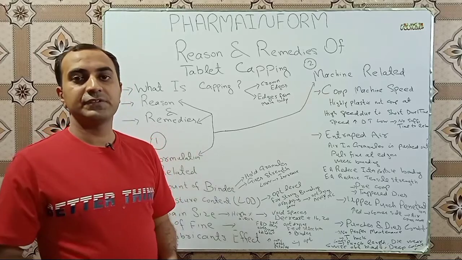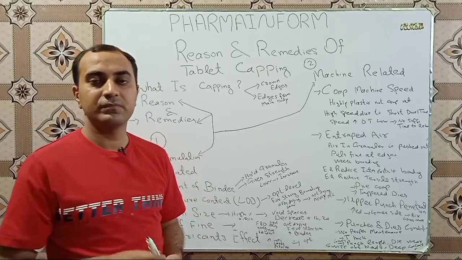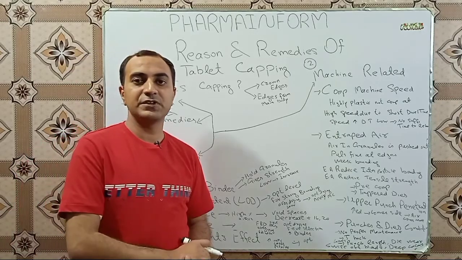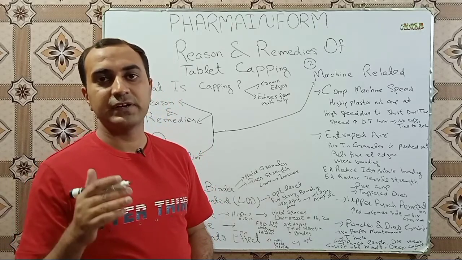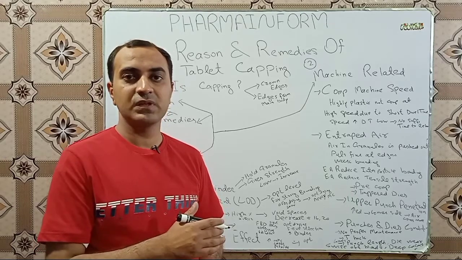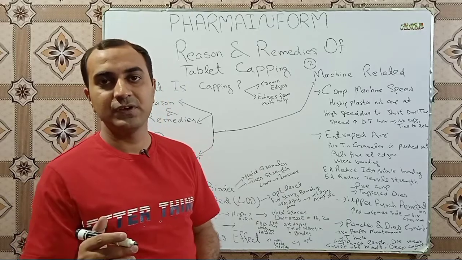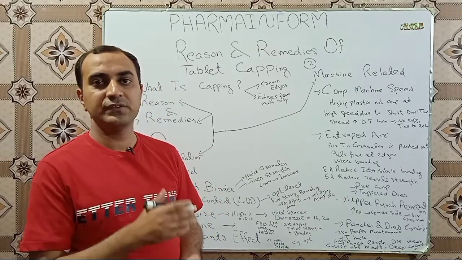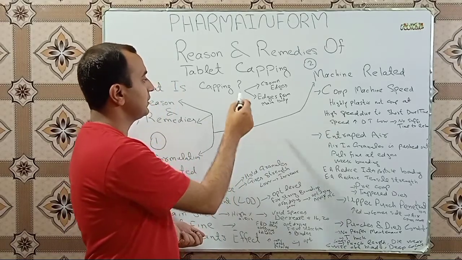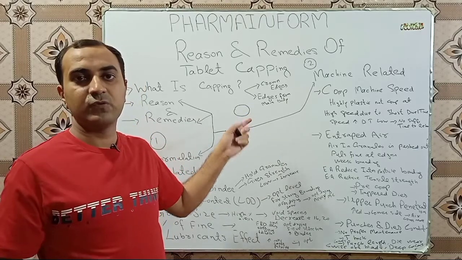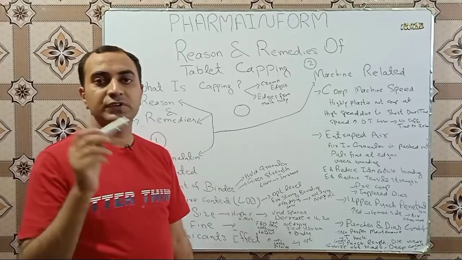First of all, let's see what is capping. If we define the term tablet capping, the simple definition of capping is the removal of crown edges of the tablet, or the removal of edges of the tablet from main body is known as tablet capping. For a rough diagram, if it's our round tablet, capping will be only the shredding of its edges.